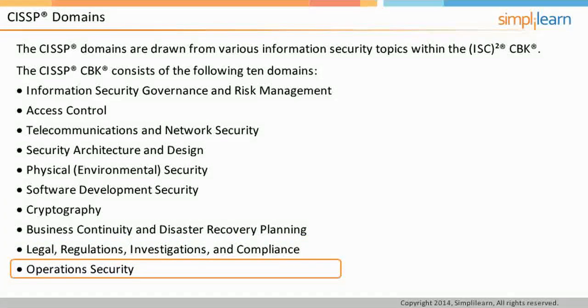Operations security is used to identify the controls over hardware, media, and the operators with access privileges to any of these resources. It covers resource protection, incident response, attack prevention and response, and patch and vulnerability management. Let us discuss the benefits of the CISSP for professionals in the following screen.